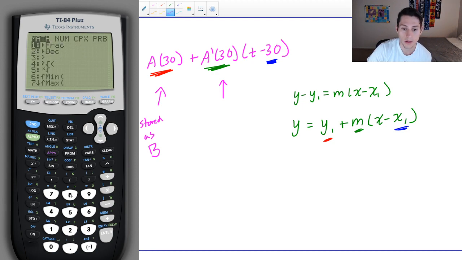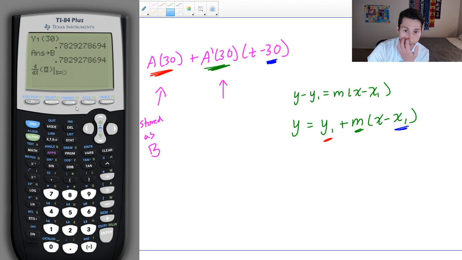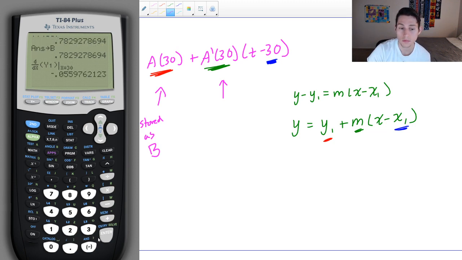So math 8, alpha trace Y1, so the derivative of Y1 at 30. All right, we got this stuff. Let's go ahead and store that as C. Let's just make our way down the line.